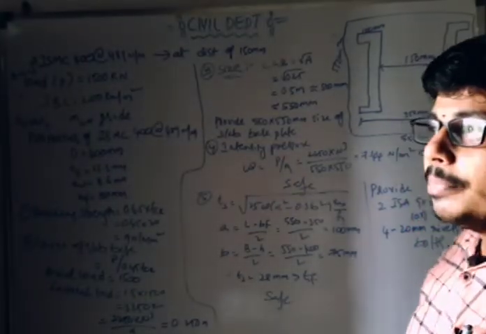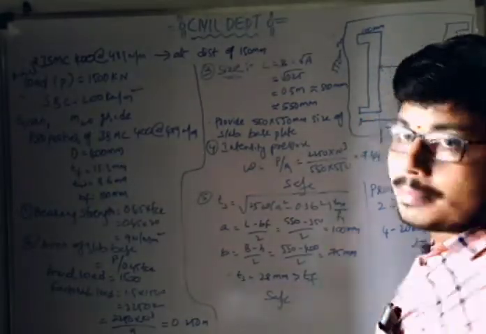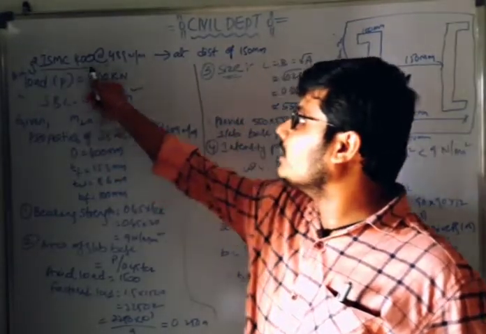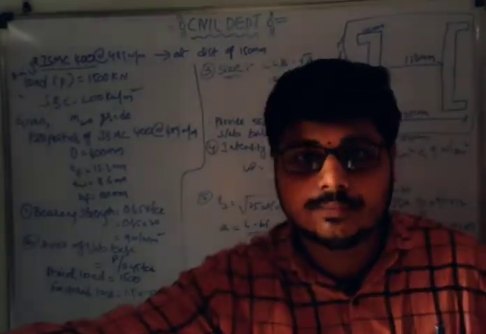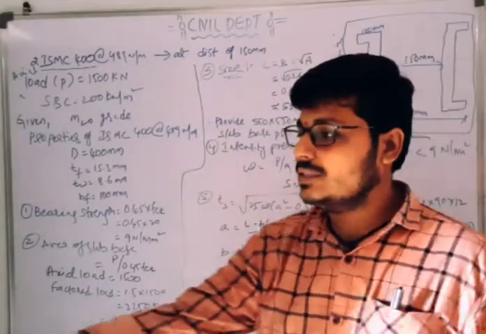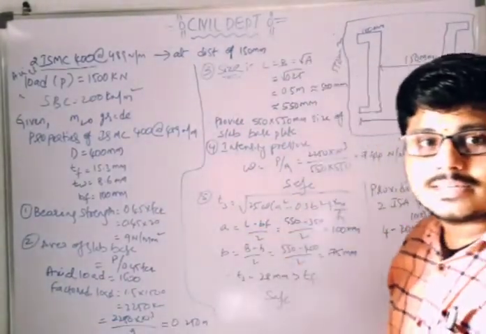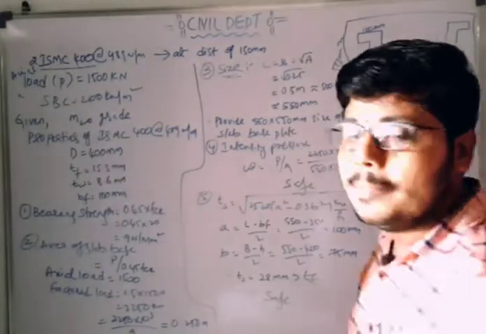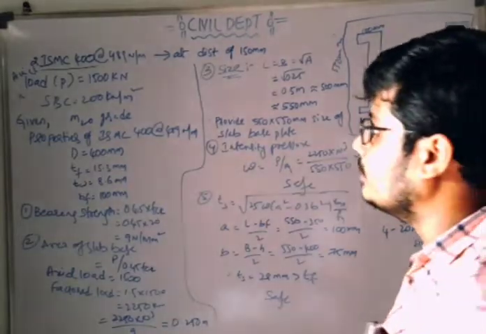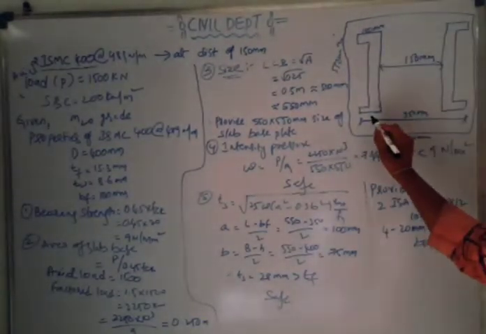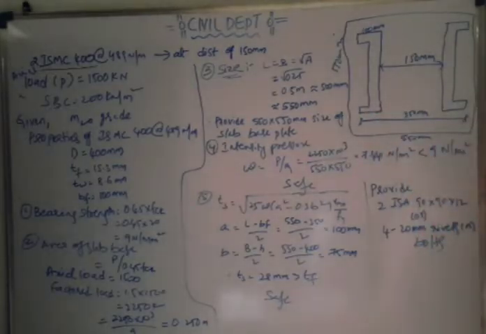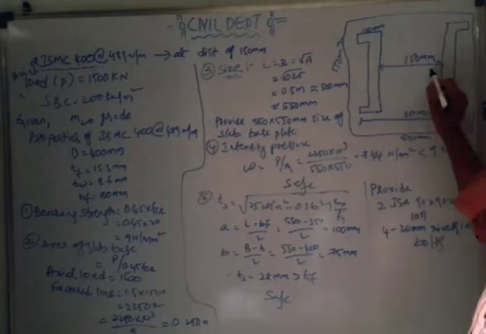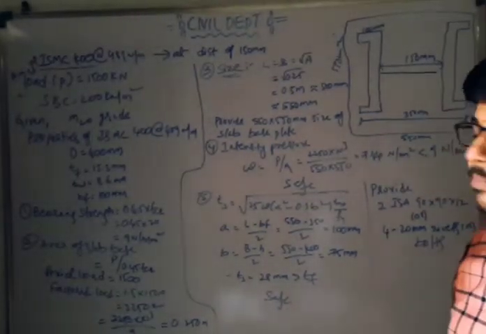But in the previous problem we took a heavy beam section. Here we have two ISMC, that is, Indian Standard medium channel sections. Previous problem was a heavy beam. A channel section is shaped like this. Two channel sections, and the distance between the channel sections is 150 mm.